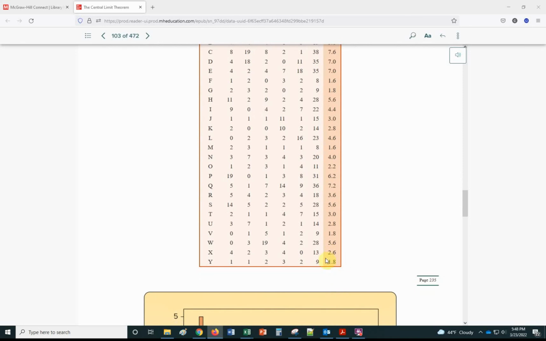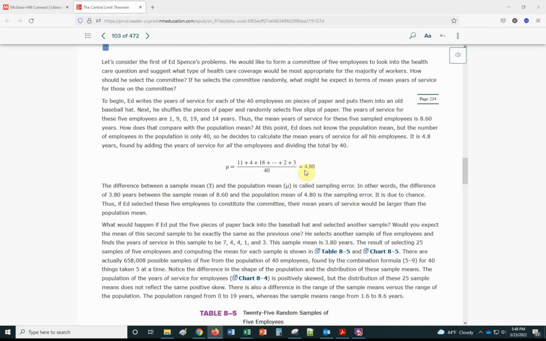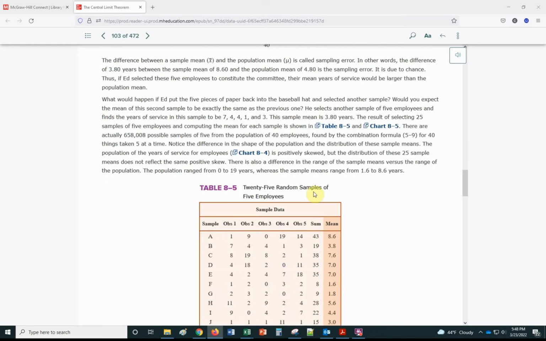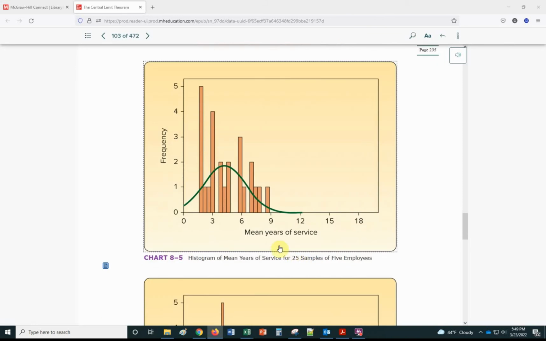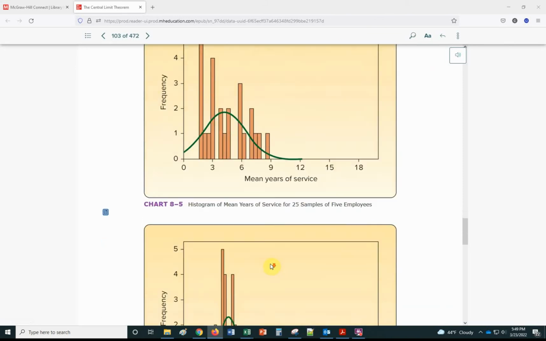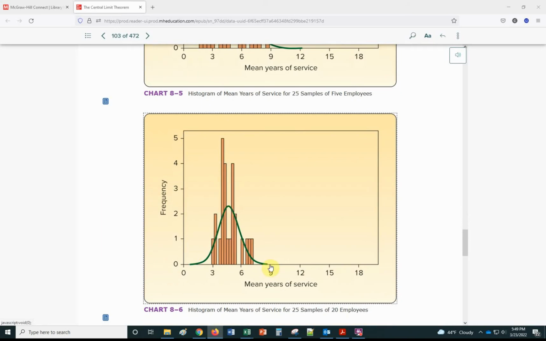And we can take an average of these means and compare it to the average we get from the population. When we plot it, it looks more like a bell curve, but it still skews to the right. Once we increase the sample size, it looks much more like a bell curve. This is the graph of the years of service for 25 samples, but there's 20 employees in each sample as opposed to 5 up here. That's what we've changed.